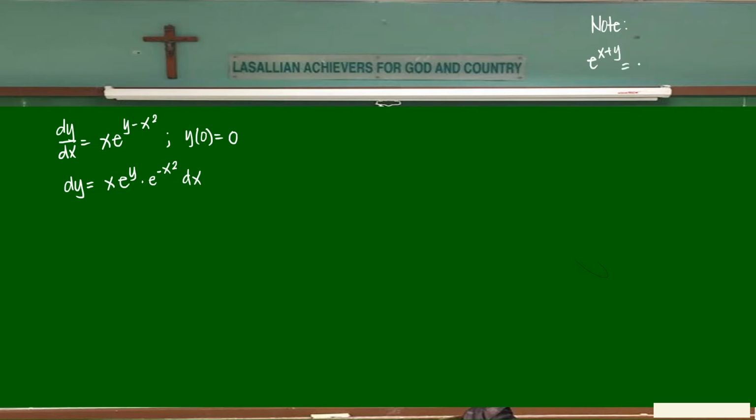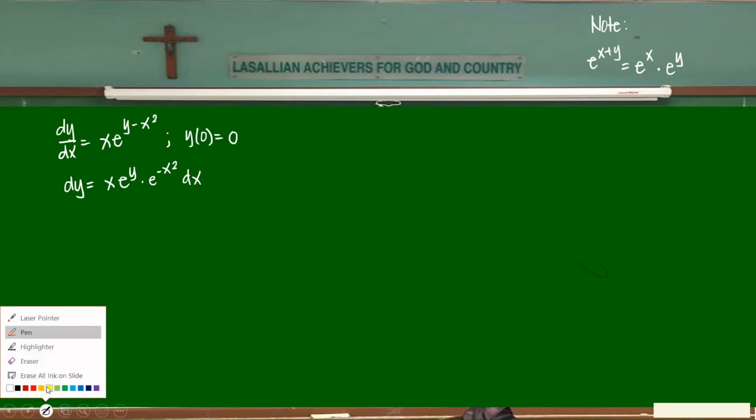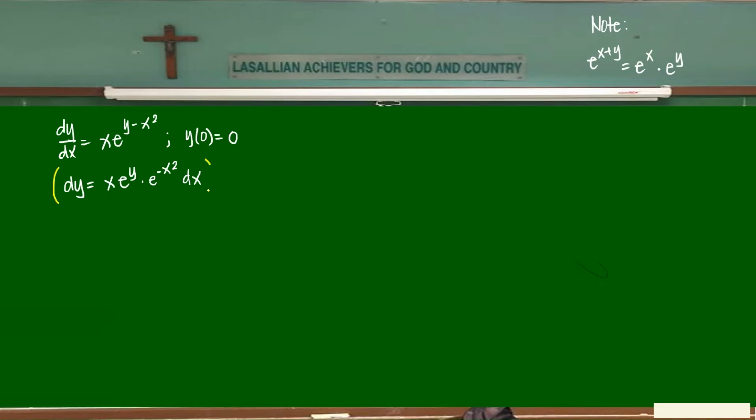Yes. Note that e to the x plus y is e to the x times e to the y, right? Okay, hindi natin kailangan yung e to the y here. So maybe what we could do is multiply both sides by e to the negative y. Okay, divide mo na lang e to the y. Therefore, here, it's e to the negative y dy equals x e to the negative x squared dx.